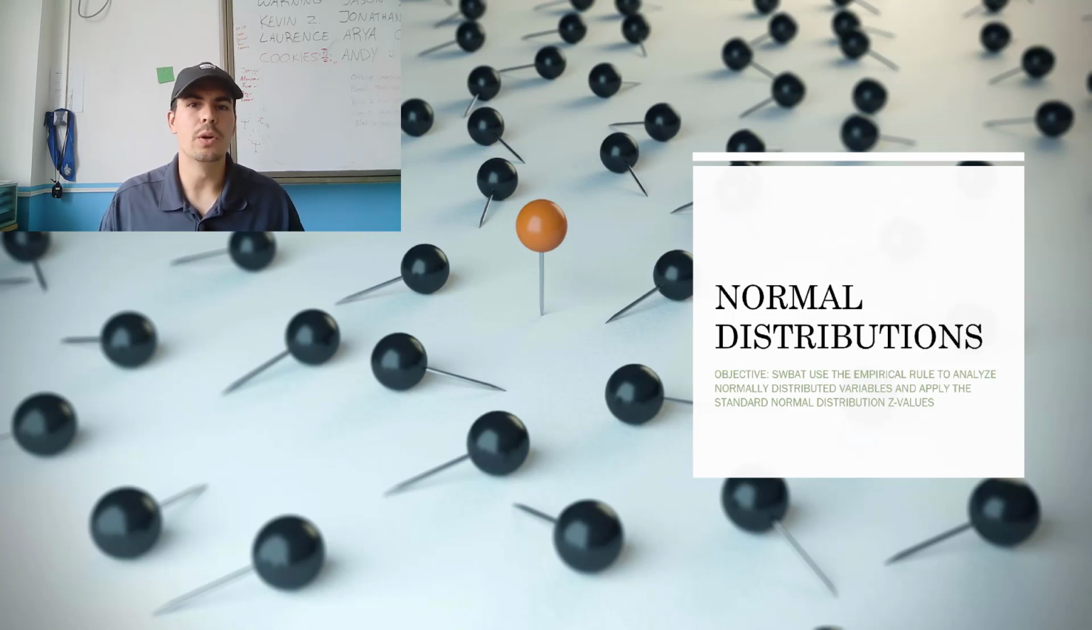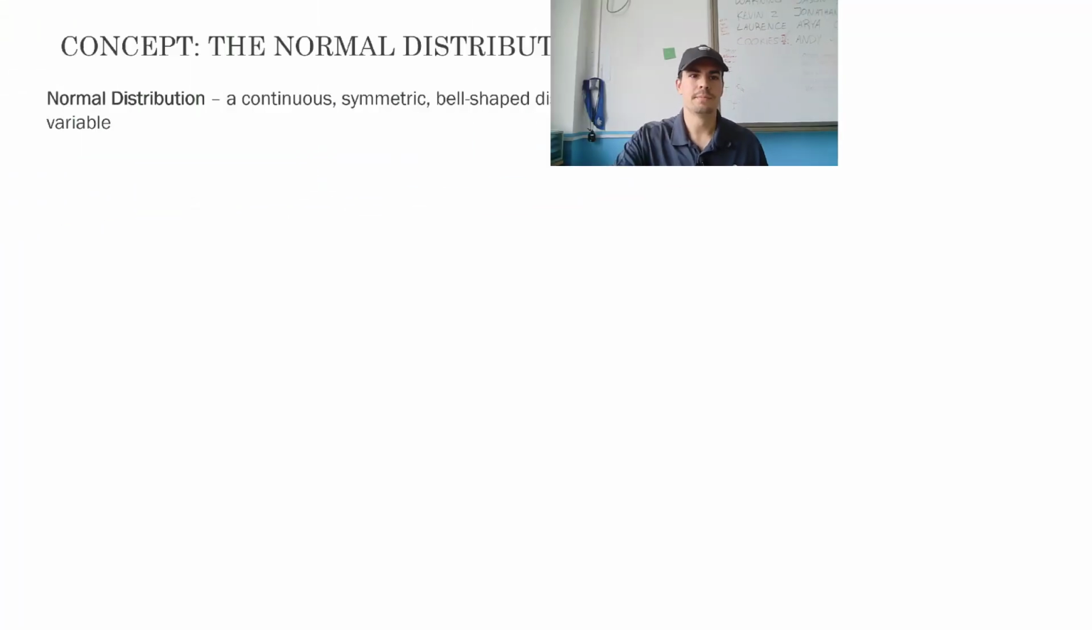Today we're taking a look at normal distributions. We're going to be able to use the empirical rule to analyze normally distributed variables and apply the standard normal distribution to z values to help us calculate some probabilities. So let's hop into it.